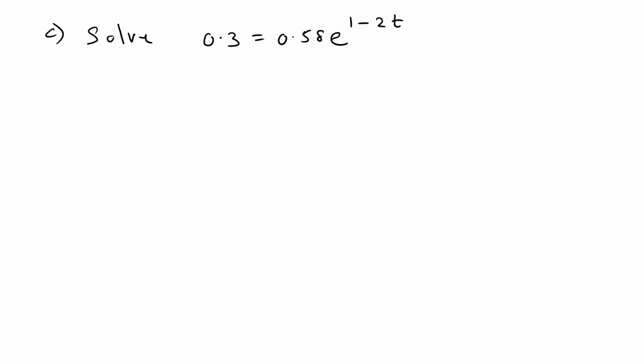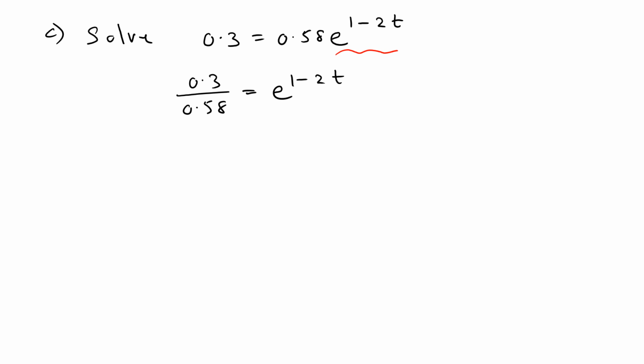What we can do is isolate the exponential term. We're going to follow the first step because it's not isolated. How do we isolate the exponential term? We divide both sides by 0.58. So we can rewrite this one as 0.3 divided by 0.58 equals e to the (1 minus 2t).